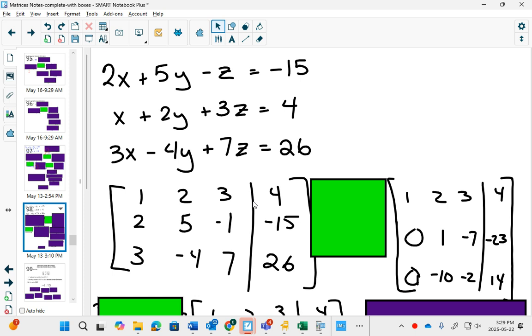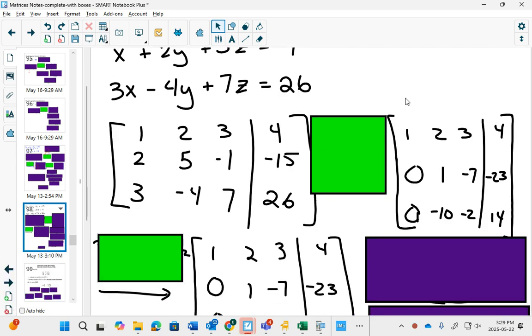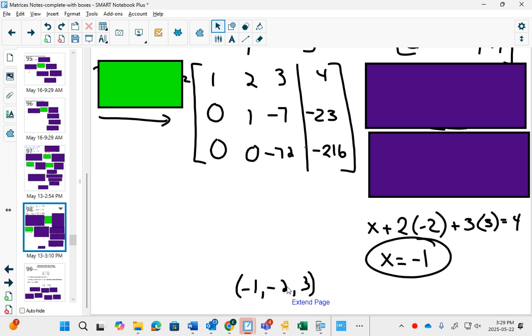I switched rows right away when I wrote them. Without even having to, I just decided to write this one first. You might not have. Yours could look totally different than mine. That's perfectly fine. But you should get -1, -2, and 3 no matter which way you decided to write them and how that worked.